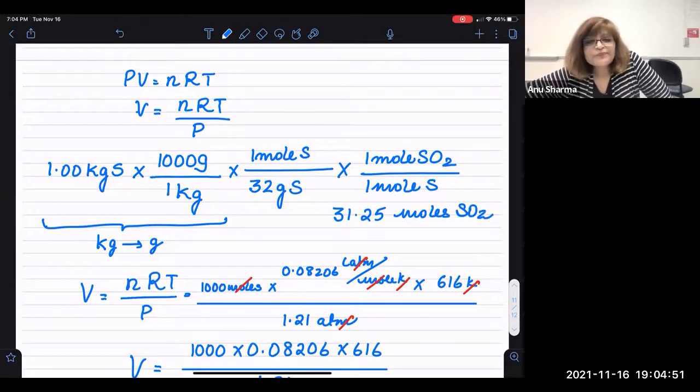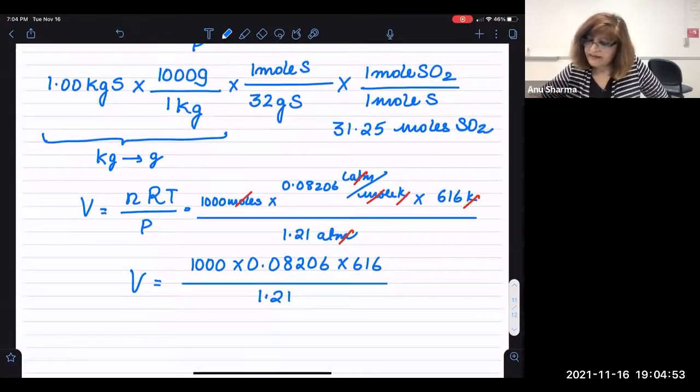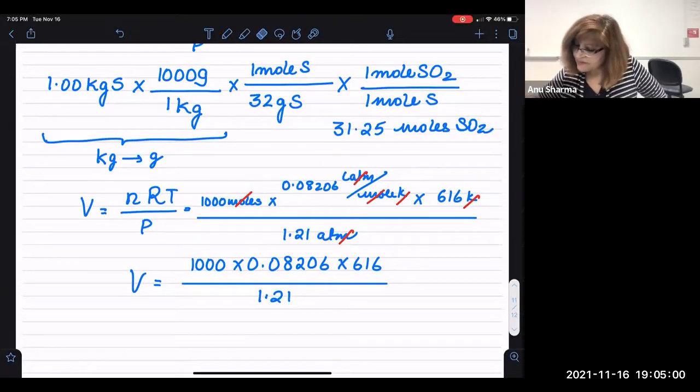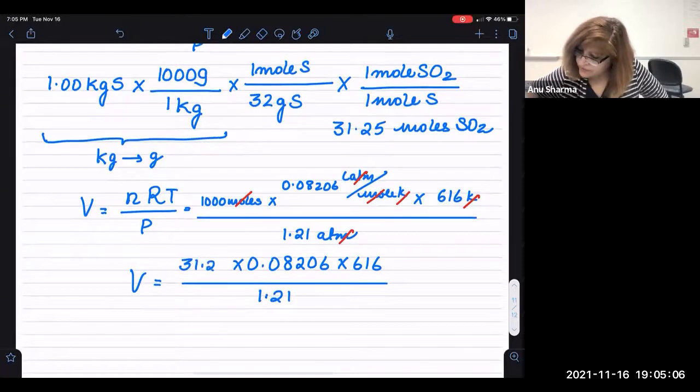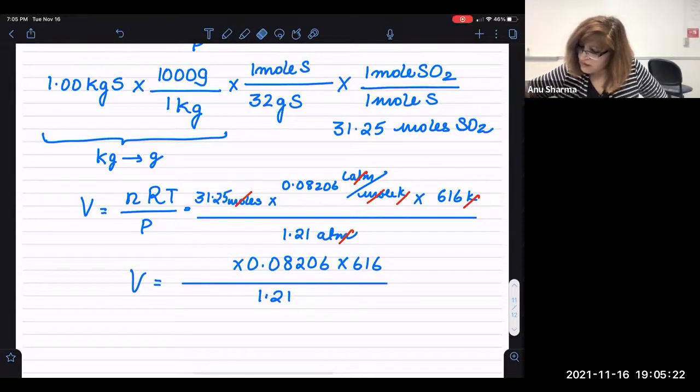Got it? Just check it. I'm really a little bit tired today. So this is not 1000. This is going to be 31.25. Did you get that? Moles? Good. Thank you. So this also is 31.25.